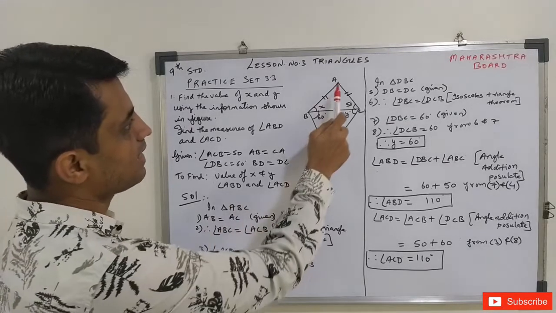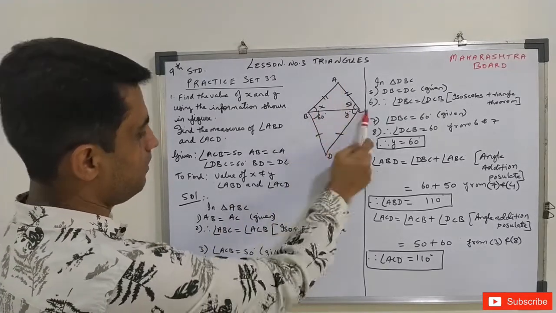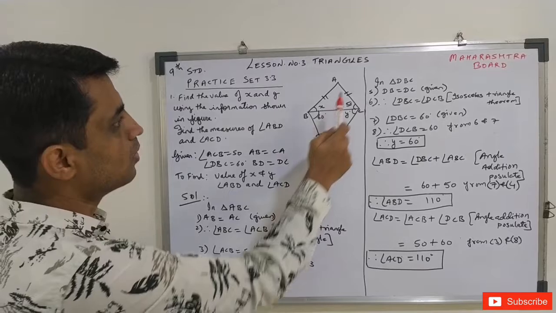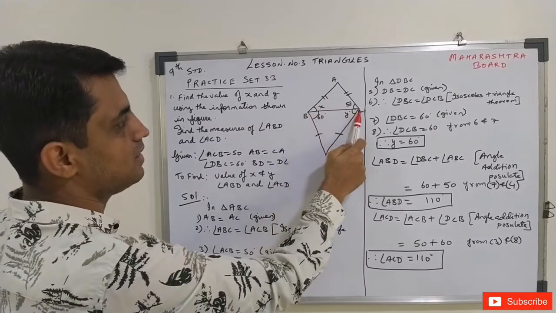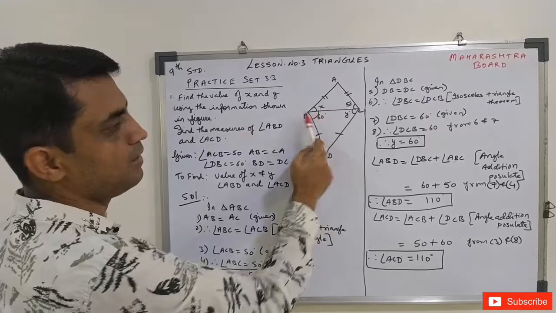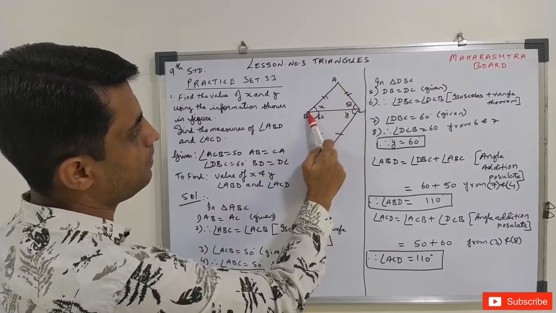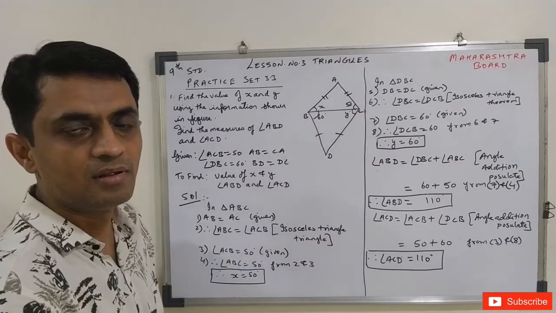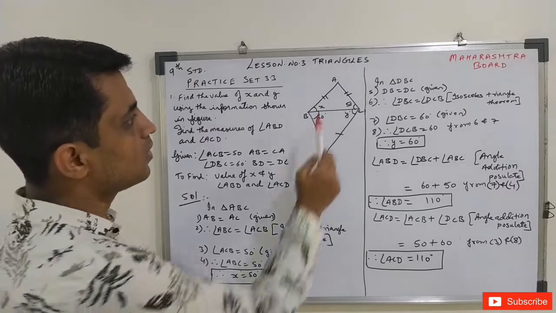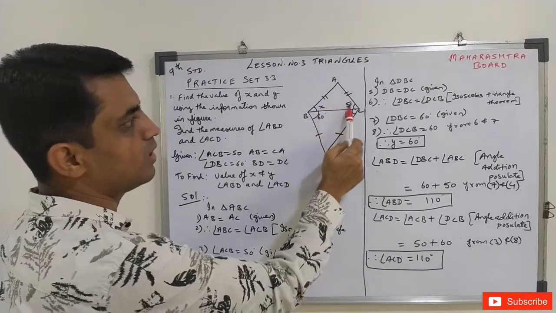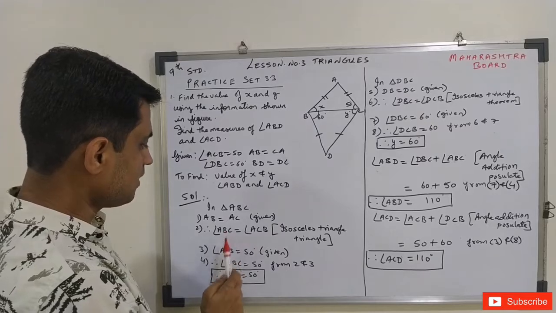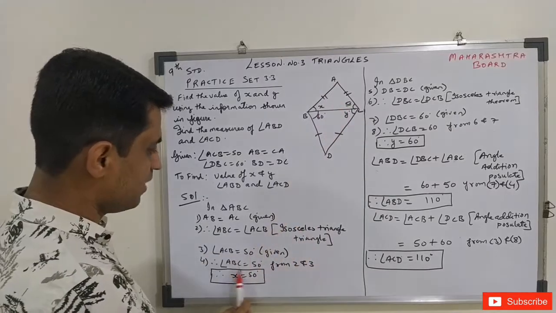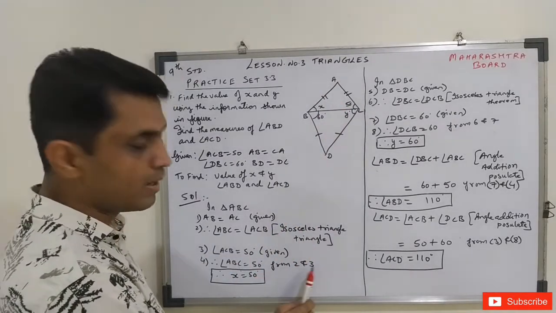Now here, if you take triangle ABC, in this triangle ABC, we know AB is equal to AC. Why? It is given. So, we can say angle ABC is equal to angle ACB. I repeat again, angle ABC is equal to angle ACB. Why? Isosceles triangle theorem. This is also a theorem we have seen. So if these sides are equal, the base angles are also equal. So if angle ACB is 50, this angle ABC will also be 50. Why? From 2 and 3.